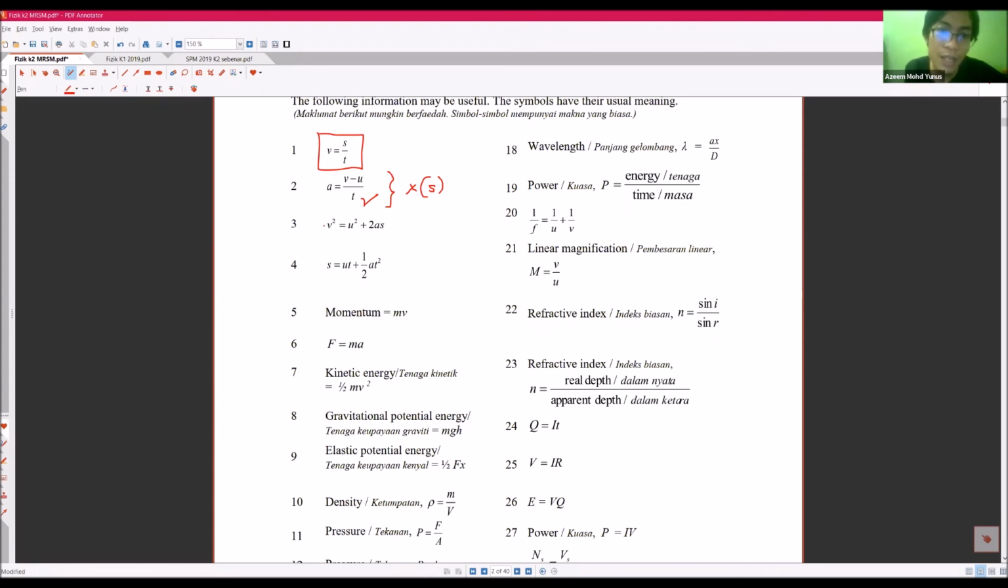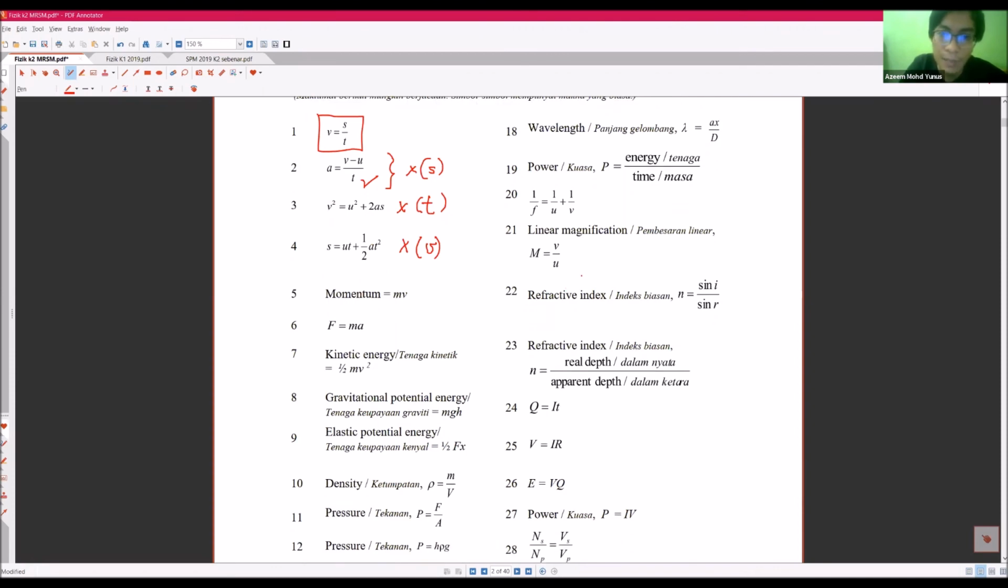For number 3 here, this is also given in the SPM and MRSM, so you don't need to memorize it. It doesn't have time. So if the question doesn't include information about time, then you can use number 3, again with any combination where you need to find v, u, a, or s. For number 4, we don't have v. This will also be given in both MRSM and SPM.